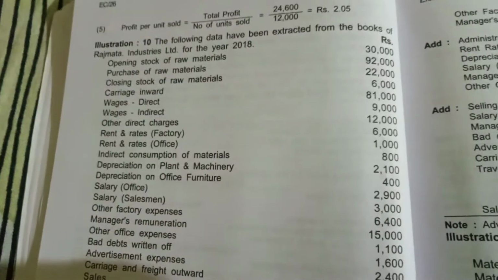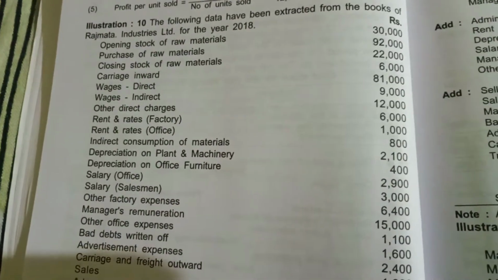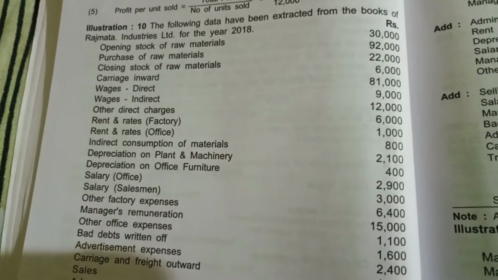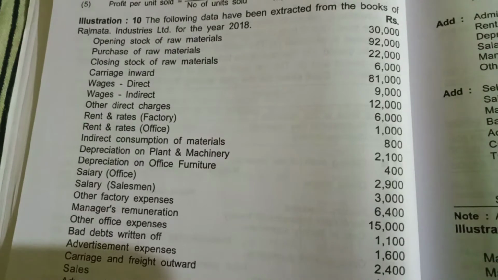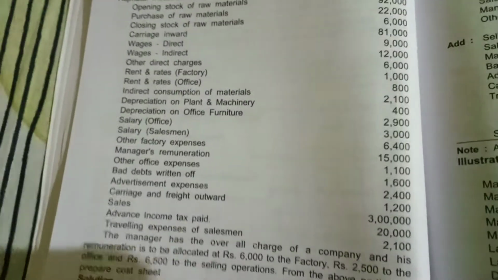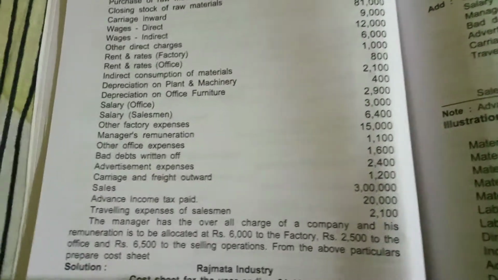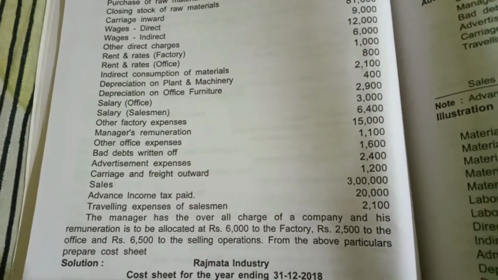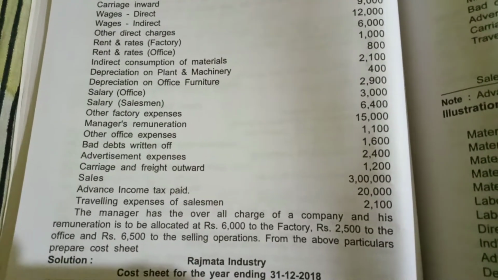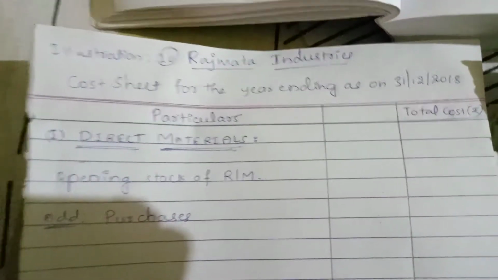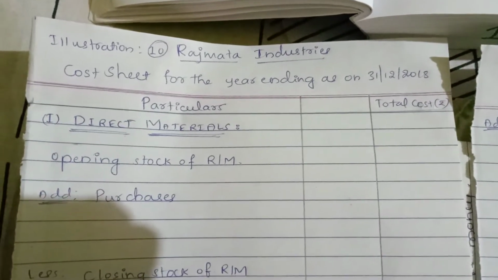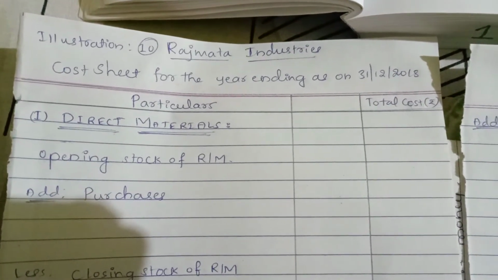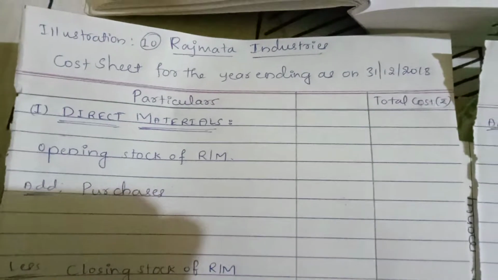Hello students, today let me solve illustration number 10 on preparation of the cost sheet. Please go through the problem, and before you solve this kind of problem, ensure you are ready with the blank format of the cost sheet. This is the blank format of the cost sheet, illustration number 10, Rajmata Industries cost sheet for the year ending 31st December 2018.